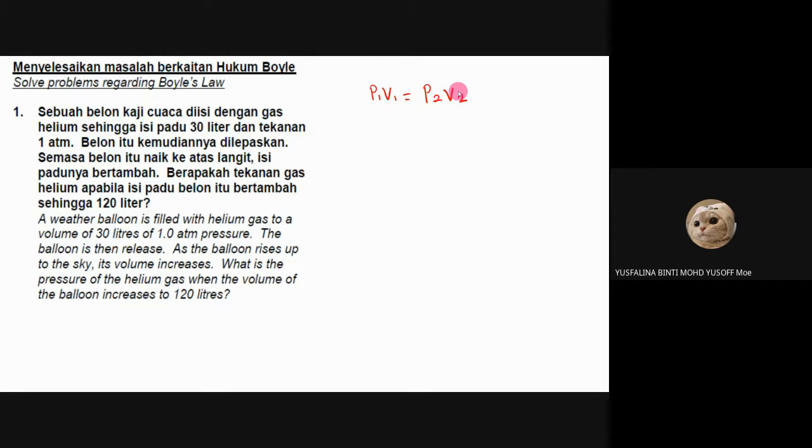So you have to calculate the pressure and the volume before it is released to the sky. So this is before release, and this is after release. What is your pressure here and what is the volume here, before it is released and after it is released to the sky? What is the pressure?